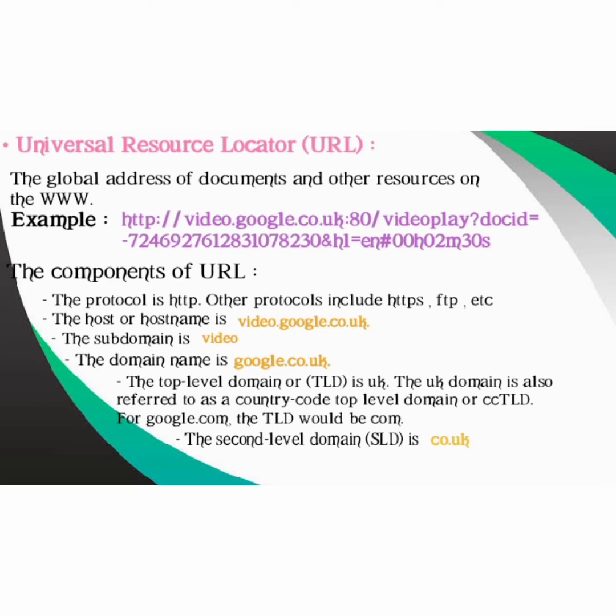video.google.co.uk. The subdomain is video. The domain name is google.co.uk. The top level domain, or TLD, is UK. The UK domain is also referred to as a country code top level domain, or ccTLD. For google.com, the TLD would be com. The second level domain, SLD, is co.uk.